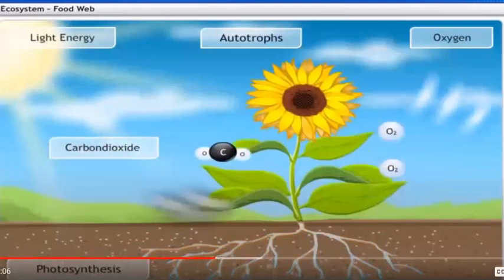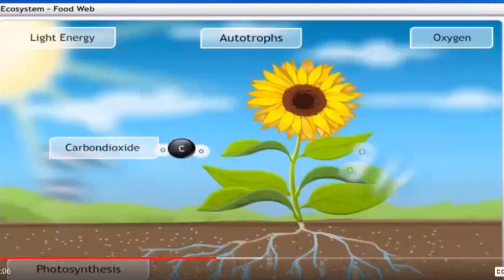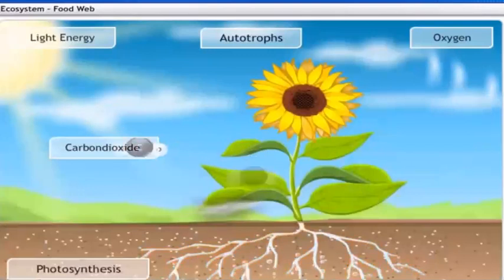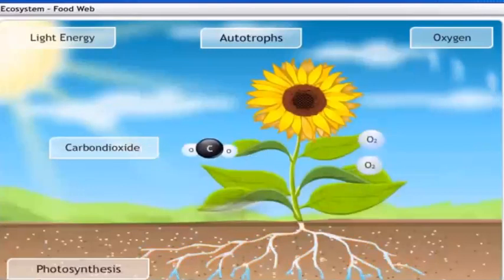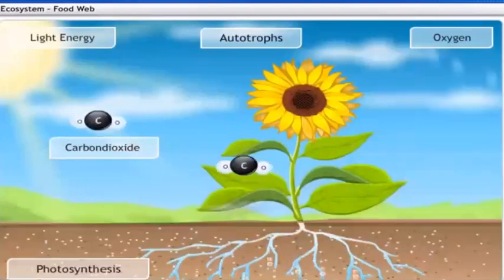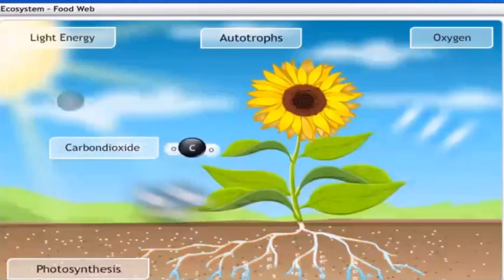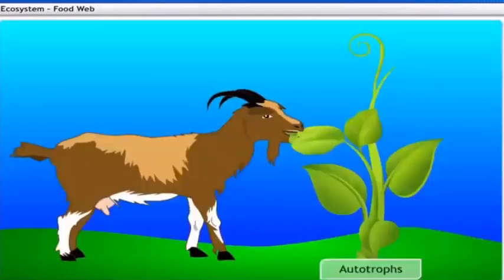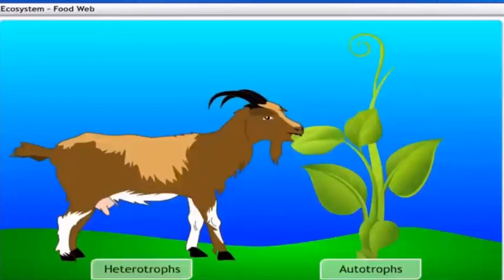Autotrophs capture the energy present in sunlight and convert it into chemical energy. This energy supports all the activities of the living world. From the autotrophs, the energy through the food chain goes to the heterotrophs.